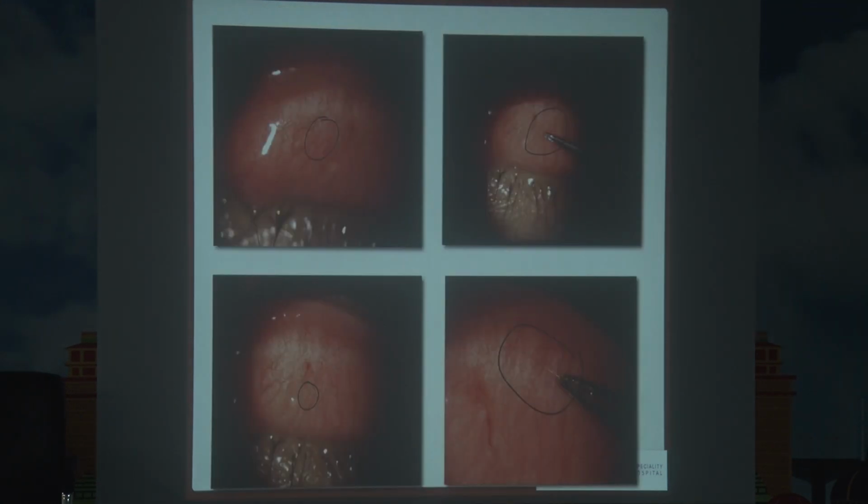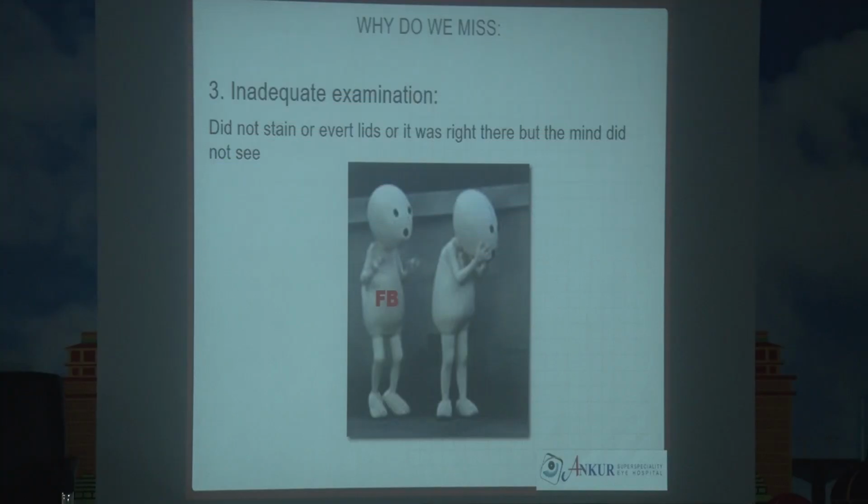Now removing this, if you directly try to remove it with forceps, sometimes it gets buried even deeper. So first use a 26G needle, tease it out a little, and then take the forceps and pull it out. So why was this missed? Because of inadequate examination. Either you did not stain or did not evert the eyelids.